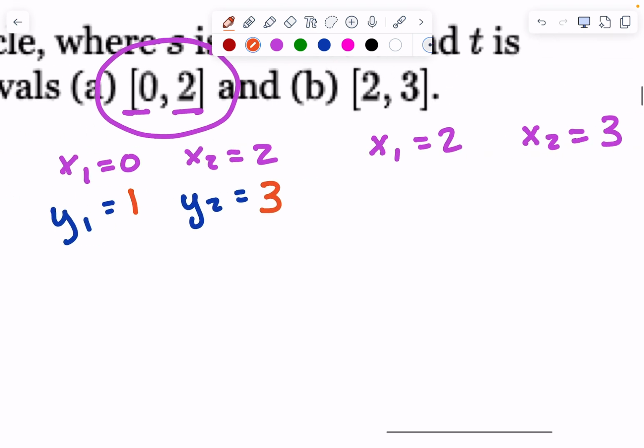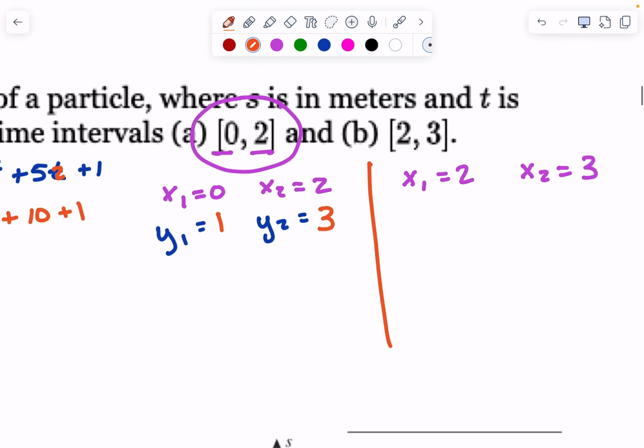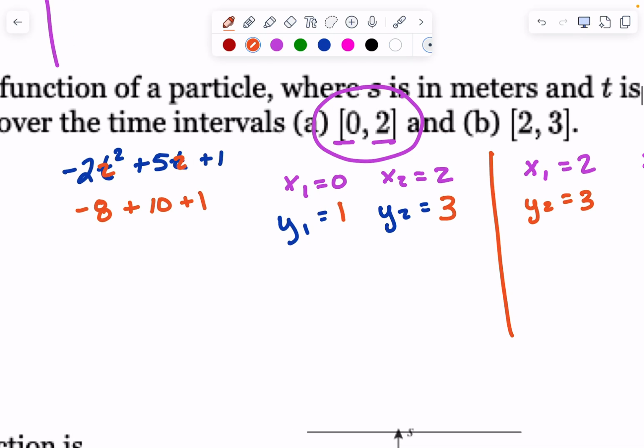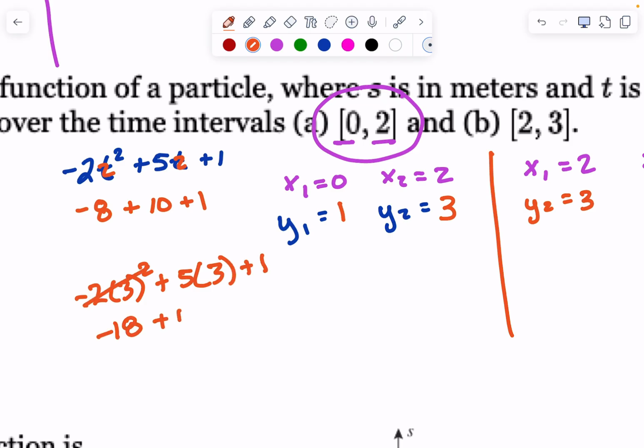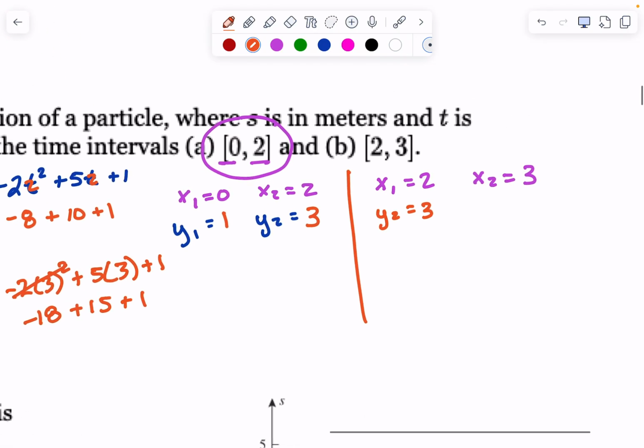Shall we go ahead and do it for part B because we're going to have to do it anyway? We already plugged in 2, but now we have to plug in 3. So negative 2 times 3 squared plus 5 times 3 plus 1. This is negative 18 plus 15 plus 1. That's y2, which is going to be negative 2, right? Okay, so there's how that works.